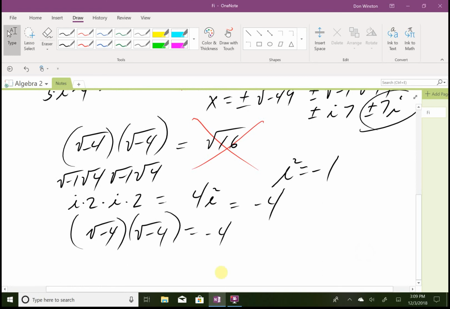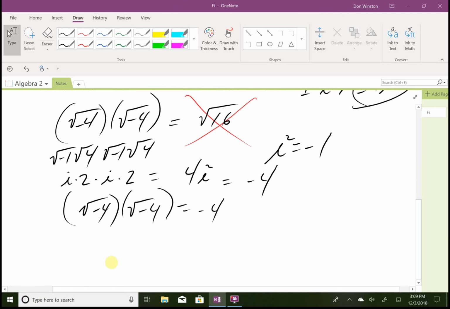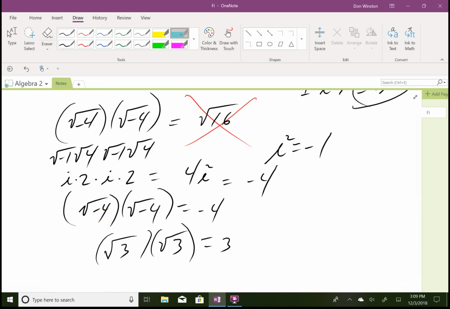And that's really not much different than if I said, what's the square root of 3 times the square root of 3? You would just say that's 3. So it's really not much different, but never ever make the mistake of multiplying these together and getting a positive. All right, and so that's it in a nutshell, and we'll work through some problems here in class.